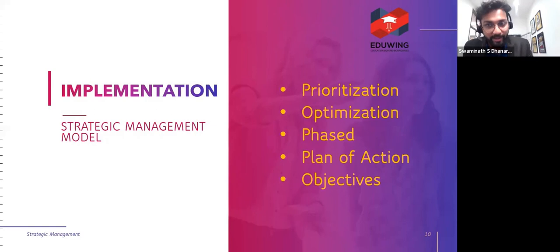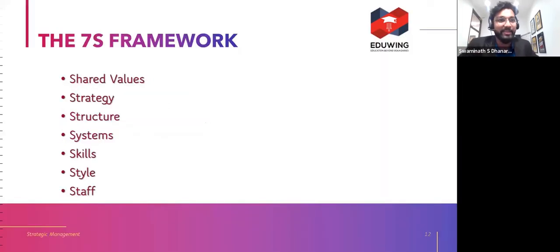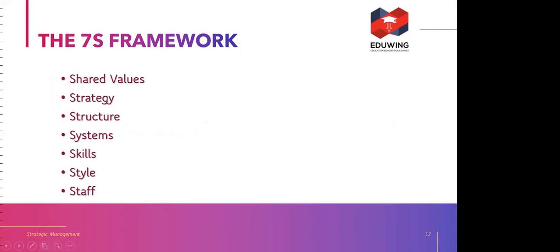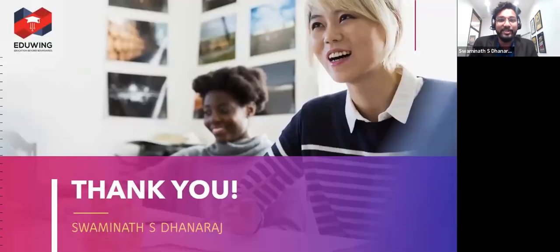For implementation, we need to prioritize first. Optimization should be a phased approach, with a plan of action as well as objectives. Then comes evaluation, which is very important: periodic monitoring, regular feedback collection, response to the feedback, and acknowledgement of these feedbacks, and the process should be continual. The 7S framework: shared values, strategy, structure, system, skills, style, and staff. When these 7S come together in a framework, I call it a strategic fit. So this was today's session.